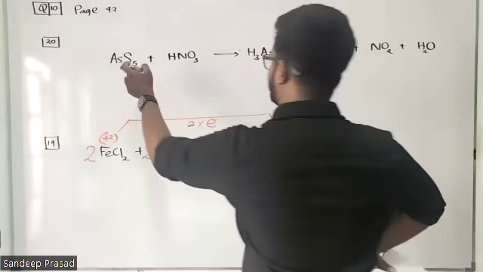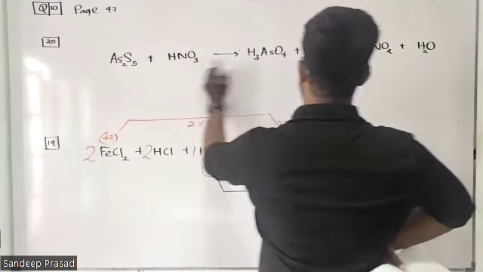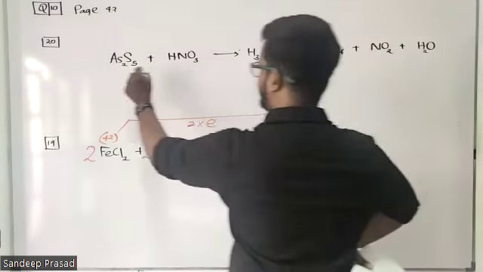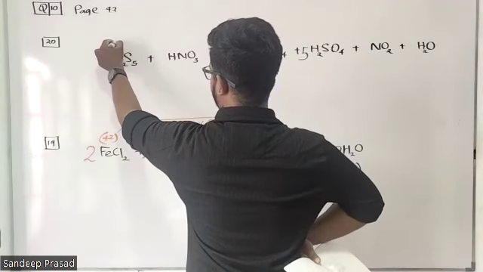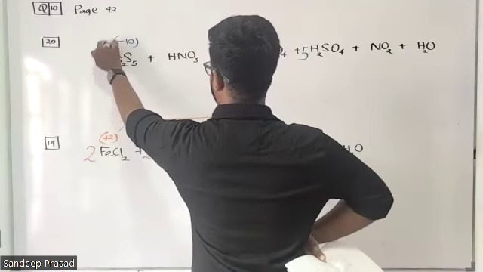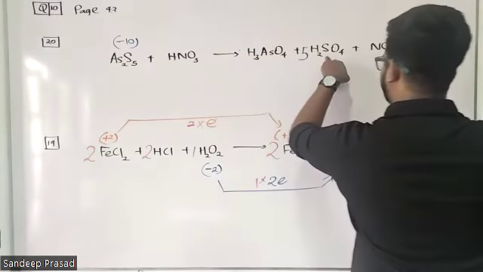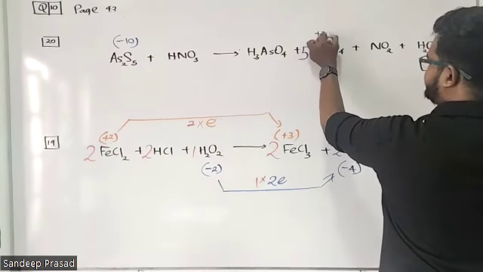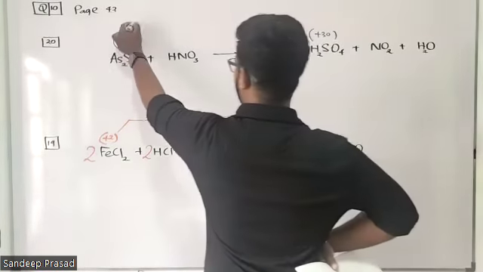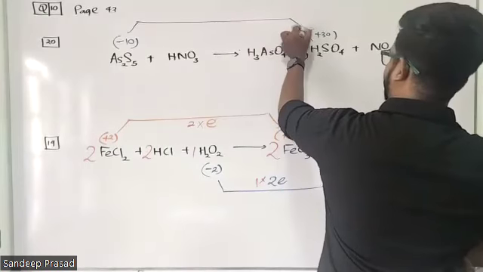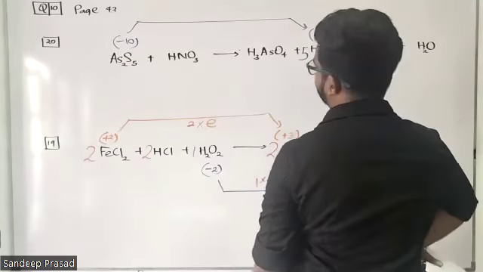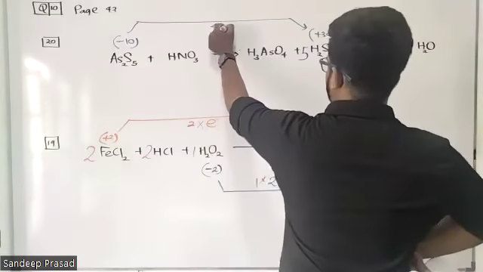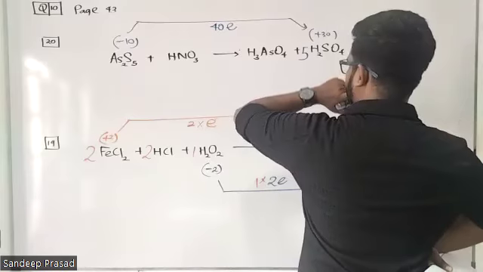Then sulfur is the one changing oxidation state, right? So here 5 sulfur atoms. One sulfur atom's oxidation number is -2, so -10. Here we know that sulfur's oxidation number in sulfuric acid is +6, so therefore +30. Then -10 to +30, what is the increment? 40.